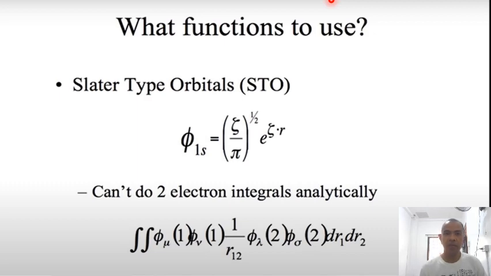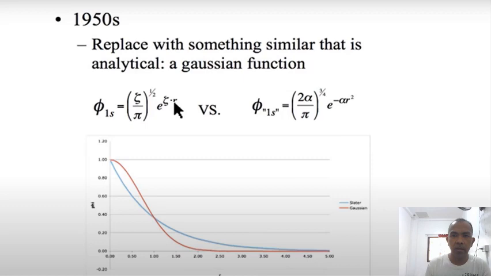Now we can solve it numerically. There are codes with extremely efficient quadrature approaches, and that's usually how you would solve an integral numerically, but it was not convenient when people were first thinking about this problem. So theoretical chemists made a suggestion: instead of using STOs, which decay exponentially, why not use Gaussian type functions?